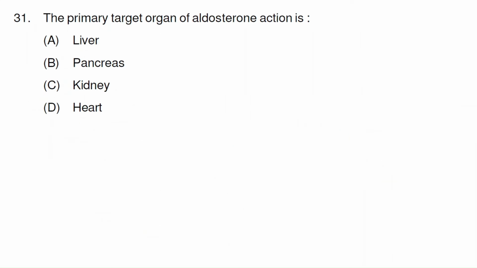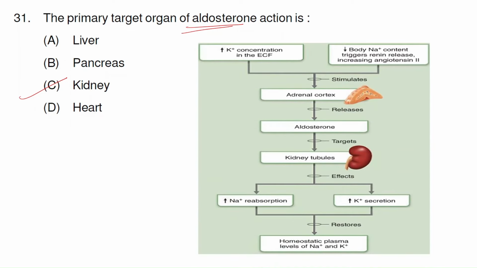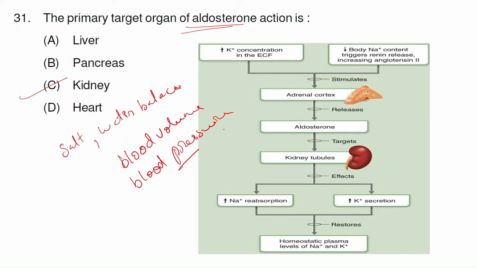Next question, question number 31. The primary target organ of aldosterone action is, answer will be kidney. So kidney is the primary target organ for the action of aldosterone. So what does aldosterone do? Aldosterone helps in regulation of salt, water balance, and blood pressure. Blood volume also. It helps in controlling salt balance, blood volume and blood pressure.